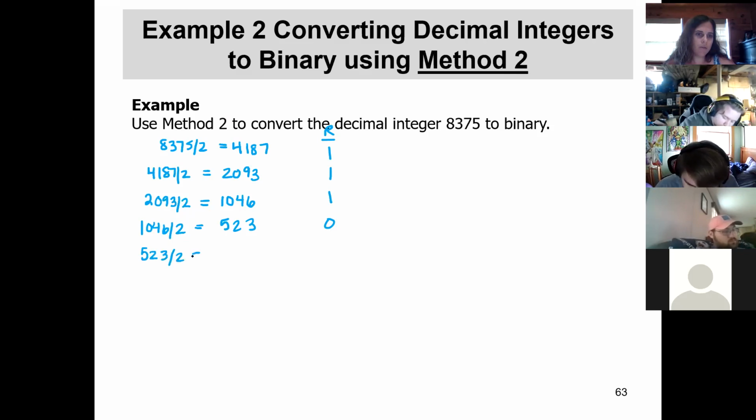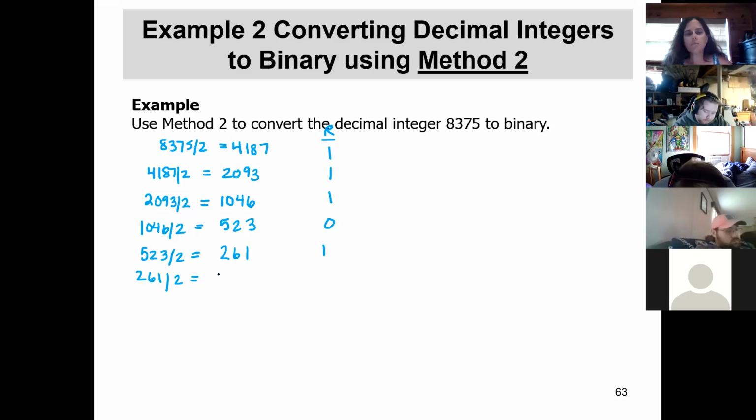523 divided by 2 is 261, and a remainder of 1. 261 divided by 2 is 130, remainder of 1. 130 divided by 2, and that goes nicely. That'll be 65. No remainder.